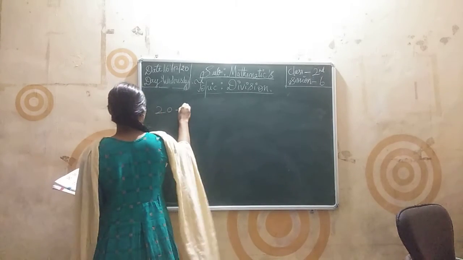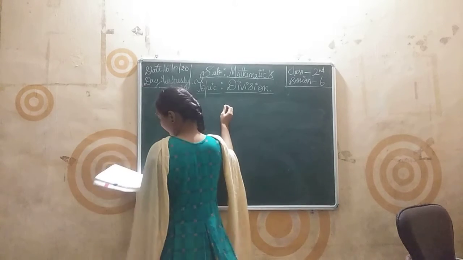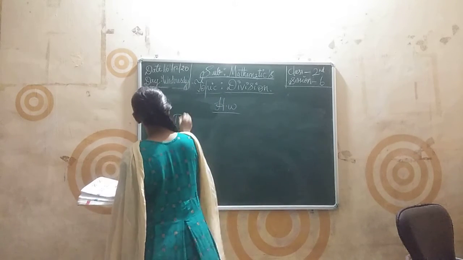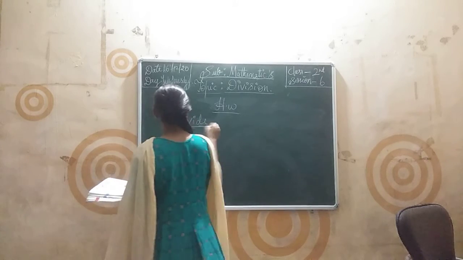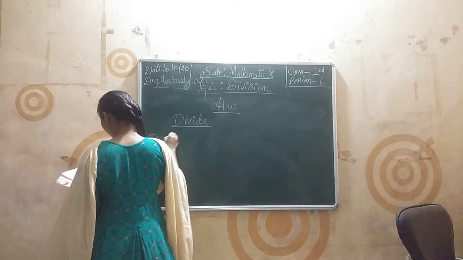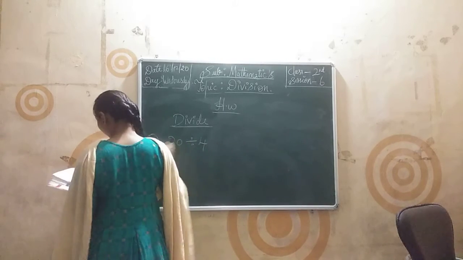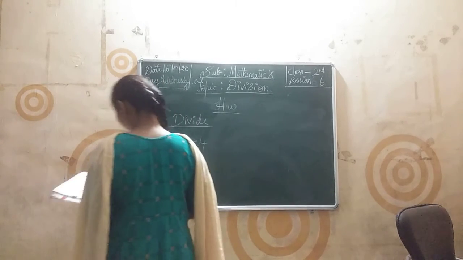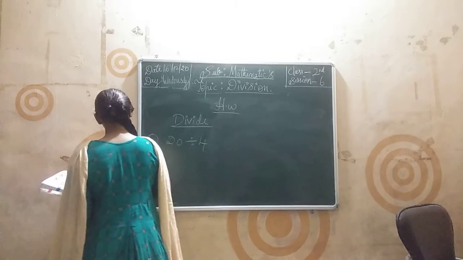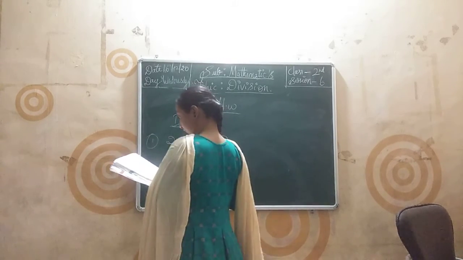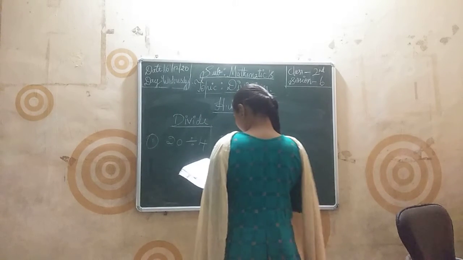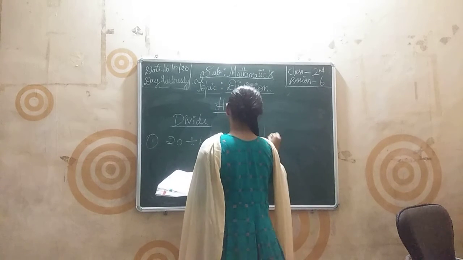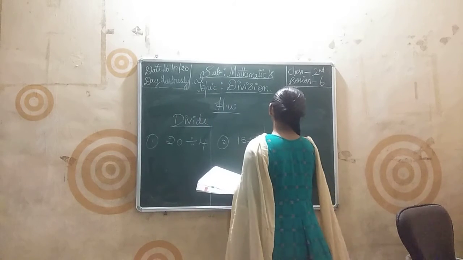Homework. Divide. The first question is 20 divided by 4. The second question is 15 divided by 3. The third question is 10 divided by 2.